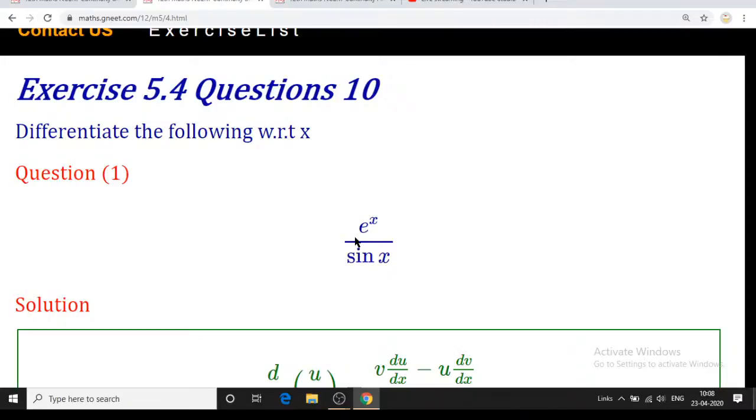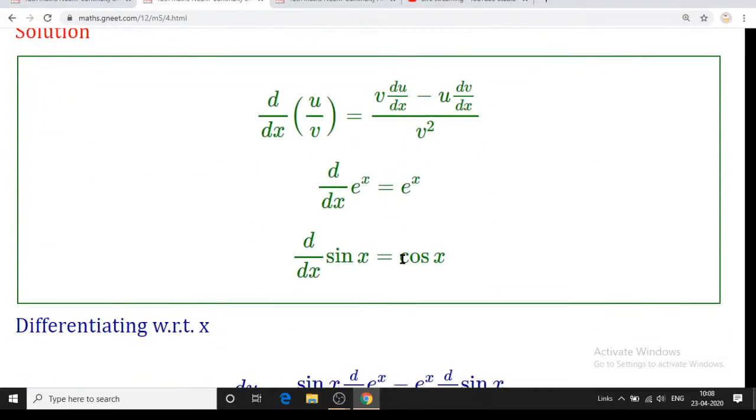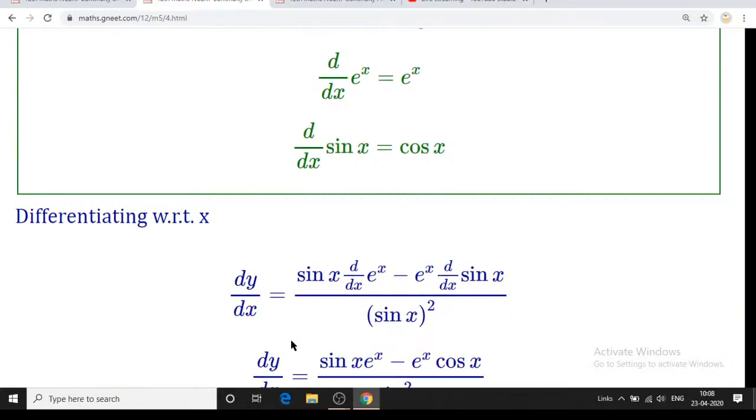Here the y is e raised to x upon sin x. So it is in the form of u upon v. As it is in the form of u upon v, we have to go for the quotient rule. So when we differentiate this with respect to x, we get dy by dx is sin x, derivative of e raised to x, minus e raised to x, derivative of sin x, upon sin x the whole square.